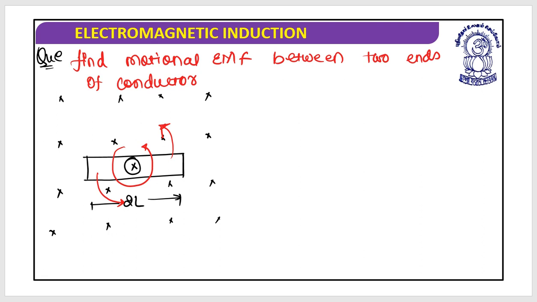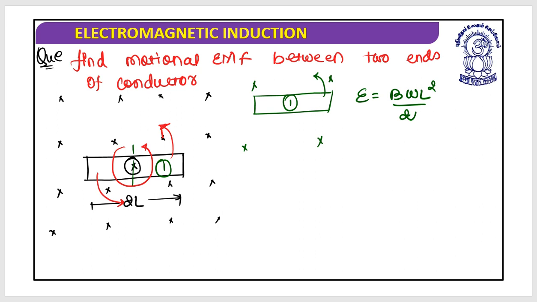One of the easiest approaches, as I understand it, is to divide this into two segments. Let's call this the first segment. The magnetic field is inside, and this is going to move in this direction. So this would be B omega L square by 2. We have just derived this, and its direction will be something like this. I hope this is clear.